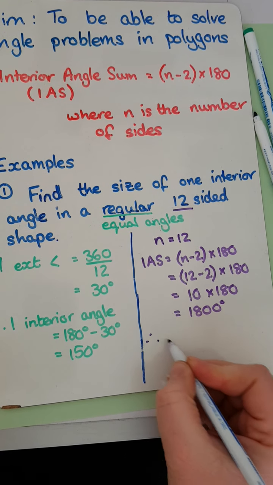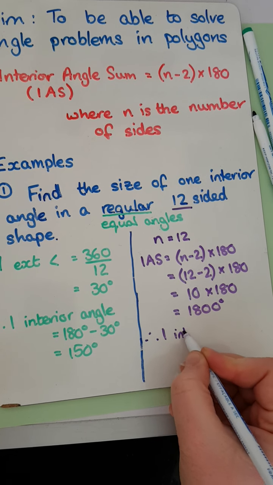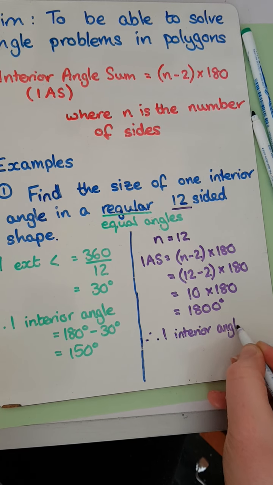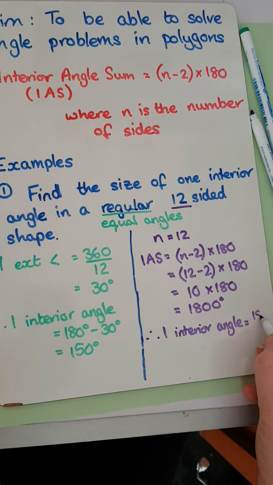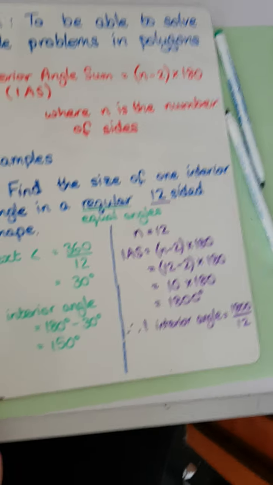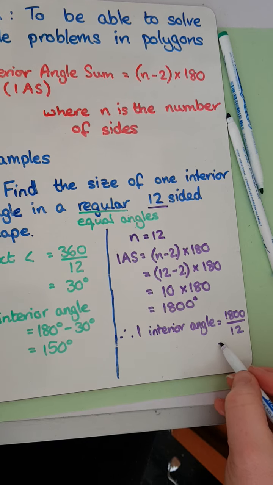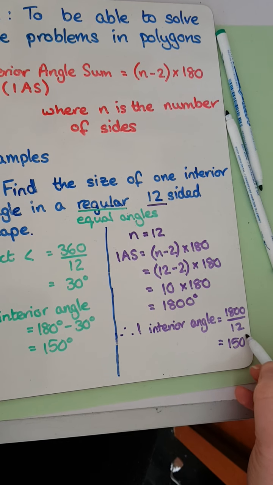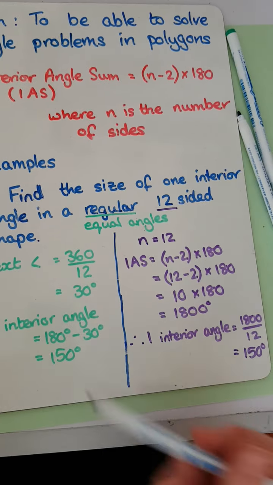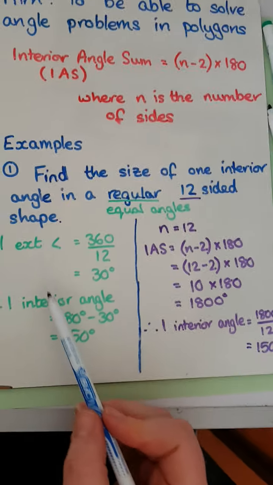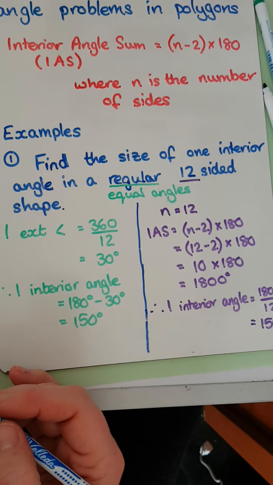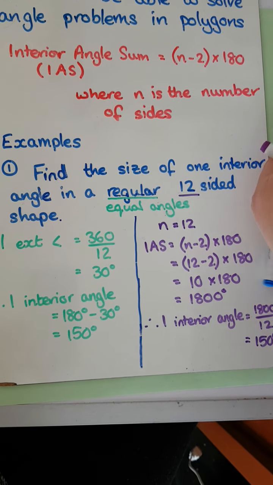So we can then say, therefore, one interior angle is that 1,800 shared amongst the 12 interior angles, because they are also equal because it's a regular polygon. And that gives me that 150 degrees. And actually it's very important that for the first one, if you are using the first method, you do need to use the words to explain when it's the exterior and when it's the interior angle that you are considering.